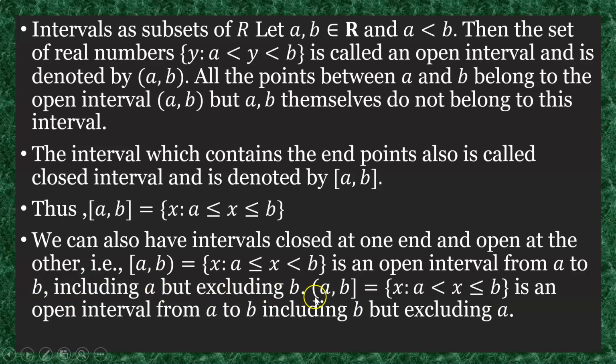Next, A is open and B is closed, and here we can write (A, B] = {X such that X lies between A and B, or X equals B}, an interval from A to B, including B but excluding A.